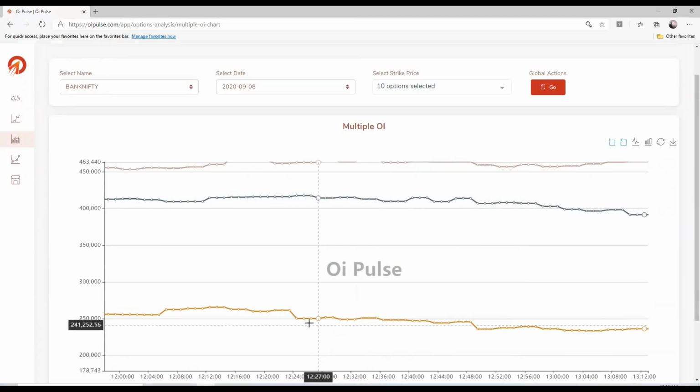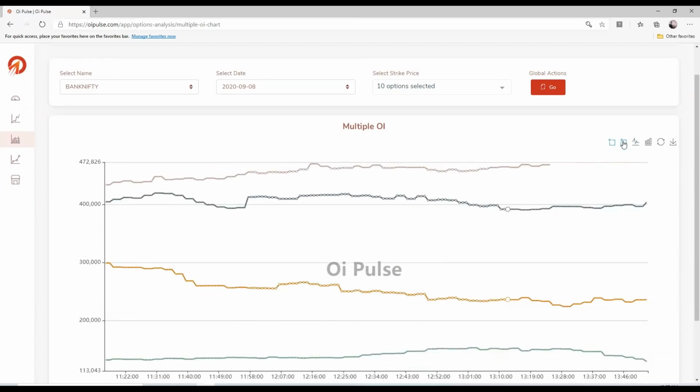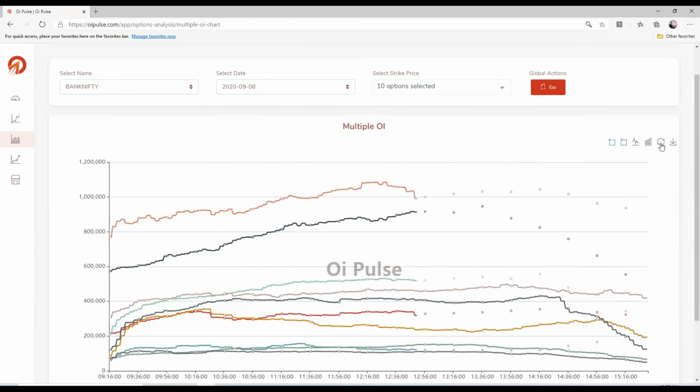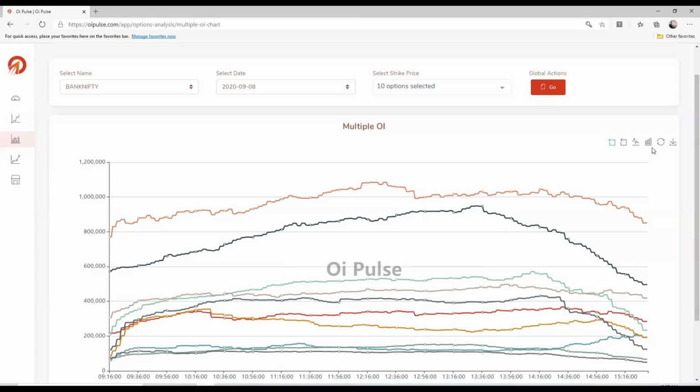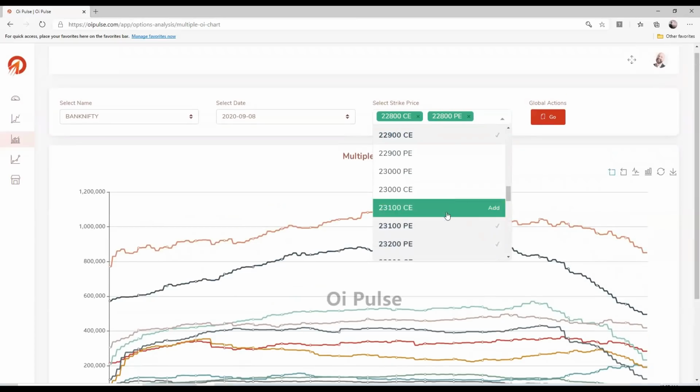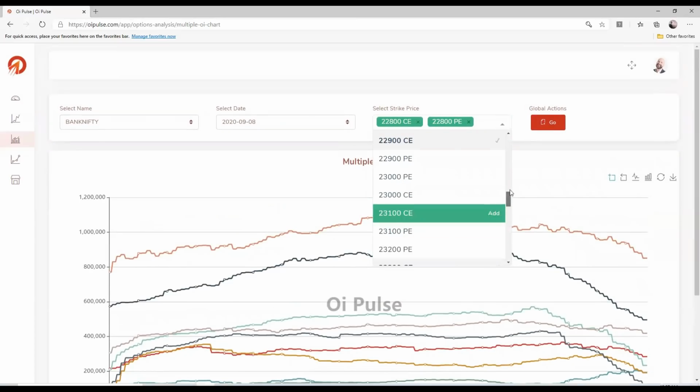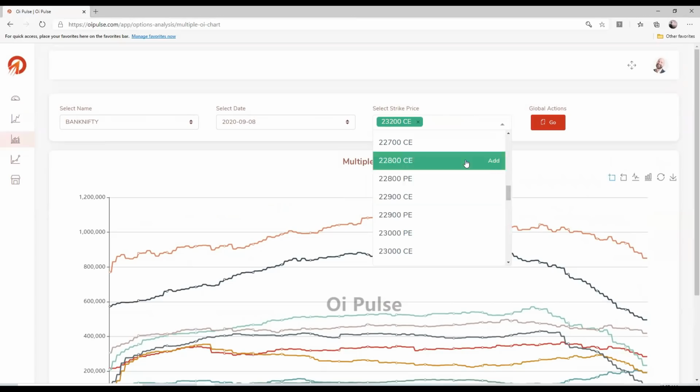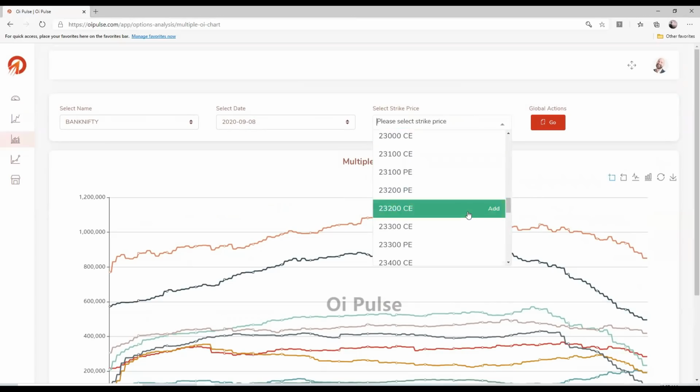So 12:24, 12:25, and what is exactly happening at every minute and tick, we should be able to see the data out. And you can use the restore zoom, and you can use the restore chart. It will completely restore the data. And you can also save the image as we did. So this is for the multiple OI. And if you don't want it, just click on remove, and it will automatically remove all the strikes. And if you want to add, you can add it at a later time. So it is a very easy to use functionality, nothing to be cribbing about.